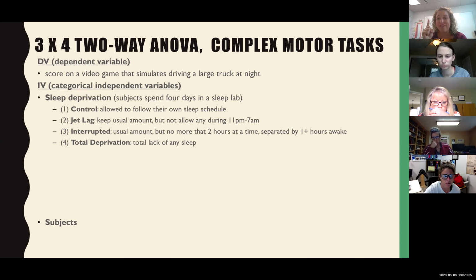The first factor, or independent categorical variable, they wanted to investigate was how much sleep had an effect on this driving score, how many errors they made driving on this simulation. So they randomly assigned all the subjects to one of 4 sleep conditions. See which one you would want to be in. Control group: sleep whatever you want. Jet lag: they only let you sleep after 11 p.m. to 7 a.m., but as much as you wanted. Interrupted: you could only sleep 2 hours at a time and then they kept you awake for an hour.